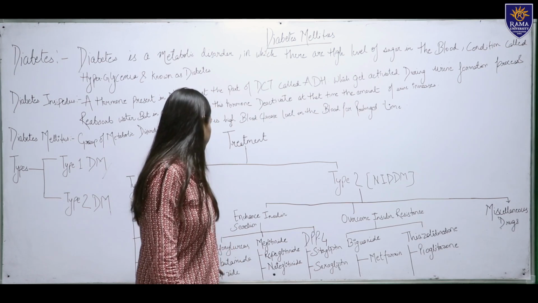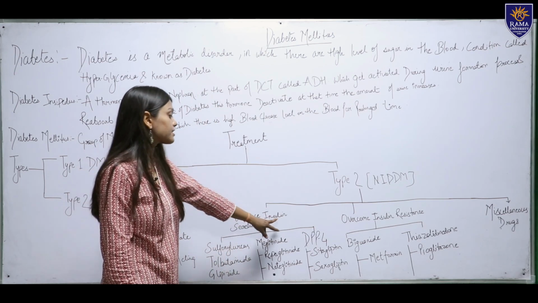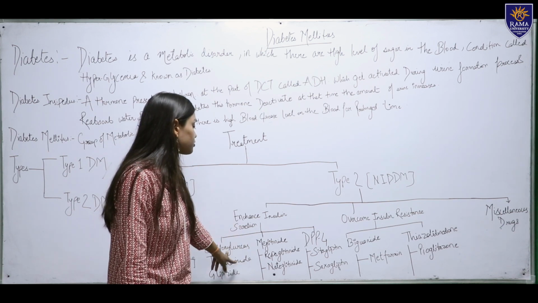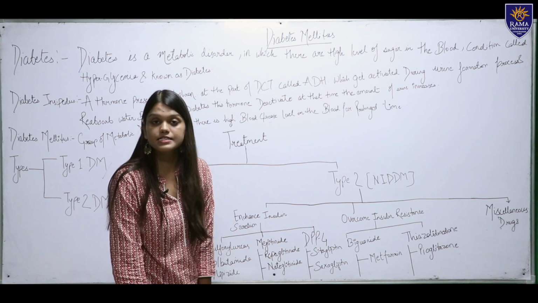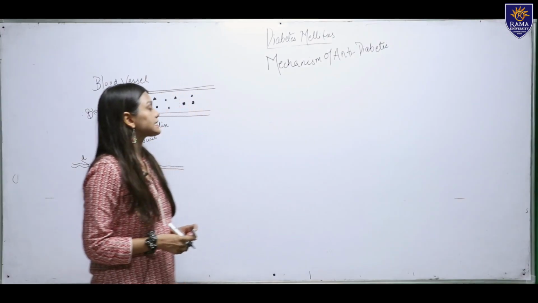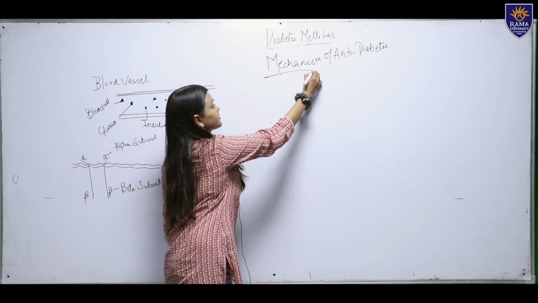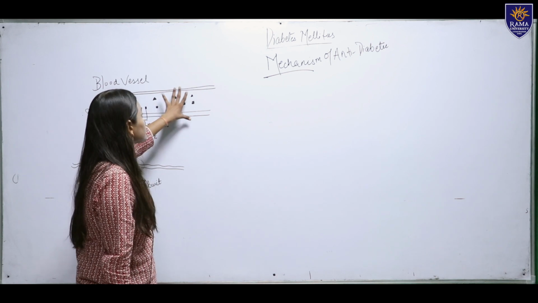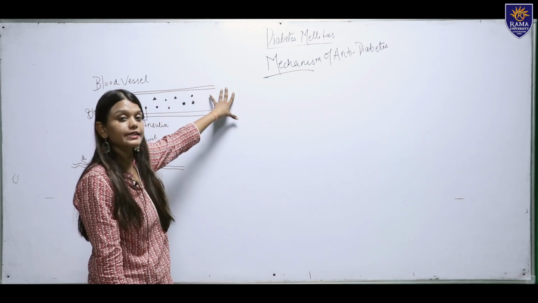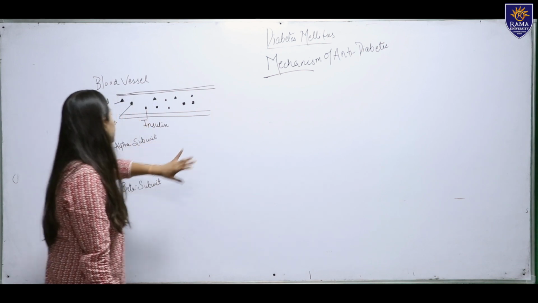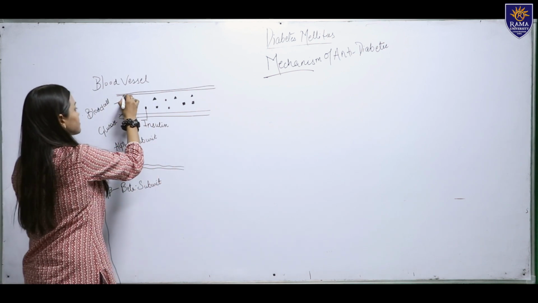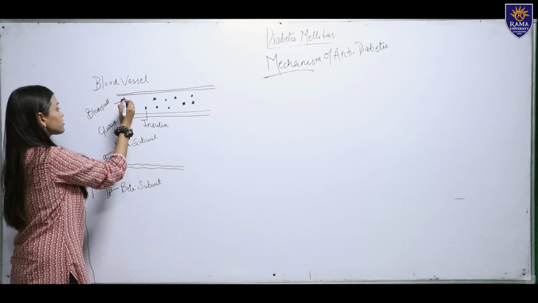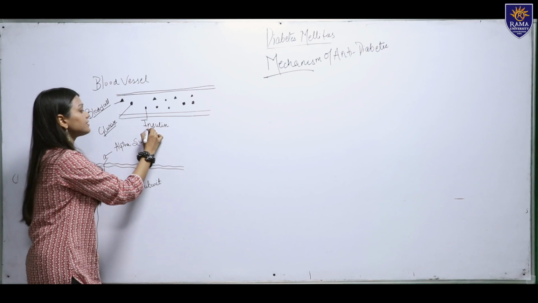Next, we start with the first class of drugs that enhance insulin secretion, in which we will first study the mechanism of action of sulfonylureas and meglitinides. So let's start with the mechanism of anti-diabetic drugs. Before starting the mechanism, let's study the basic concept behind how anti-diabetic drugs work. This is our blood vessel. In the blood vessel we have three things: first blood cells, next glucose and insulin.